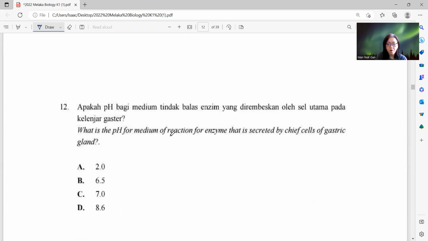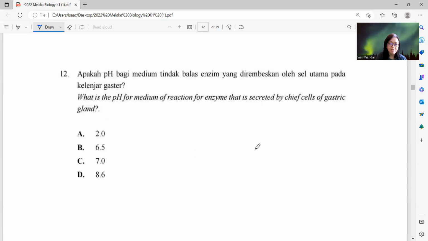What is the pH of the medium of reaction for the enzyme that is secreted by the chief cell of the gastric gland? The pH in the gastric gland is acidic, so it's 2.0.